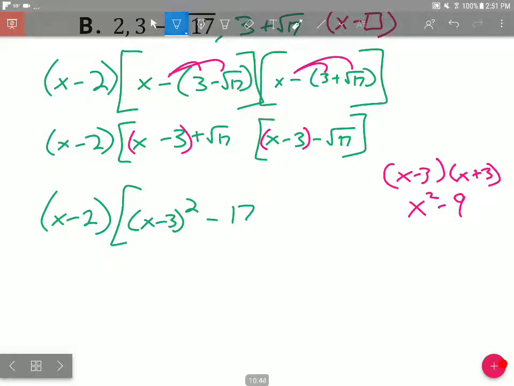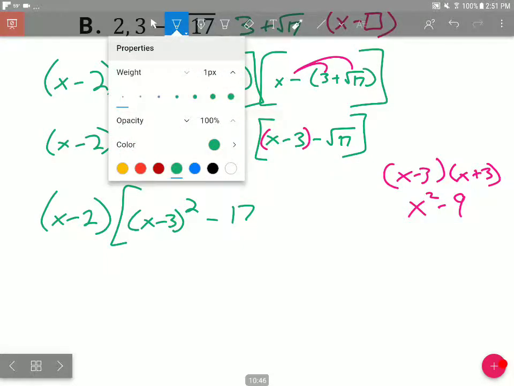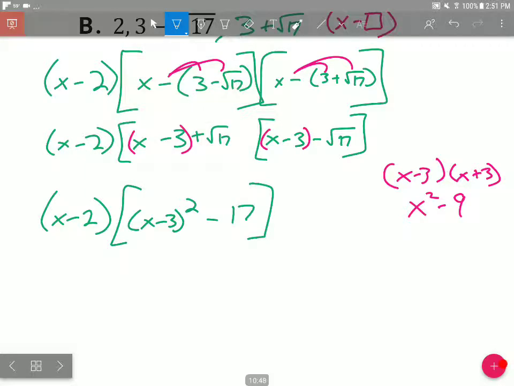Yes, sir. How come you put a negative, not a positive? Good question. Well, that's a +17 and a -√17. You follow me? Negative and positive is a negative. But good question. They ask that every period. All right, let's keep going.